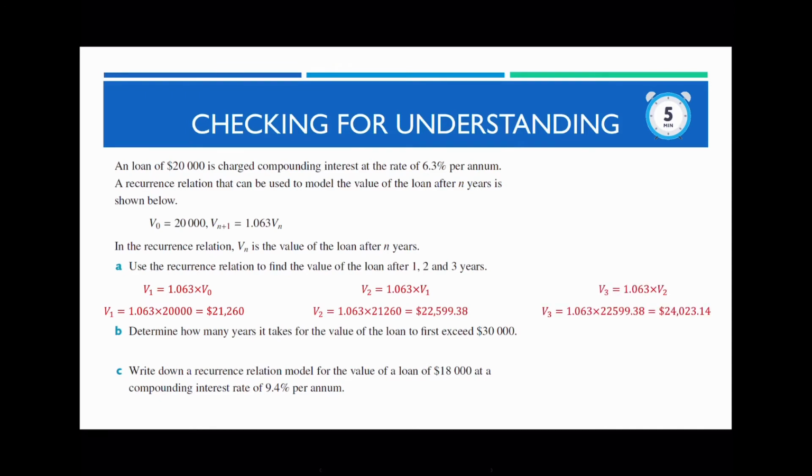Now, part B reads, determine how many years it takes for the value of the loan to first exceed $30,000. So again, just keep on repeating this process. And if you did this successfully, you should get an answer of after 7 years.